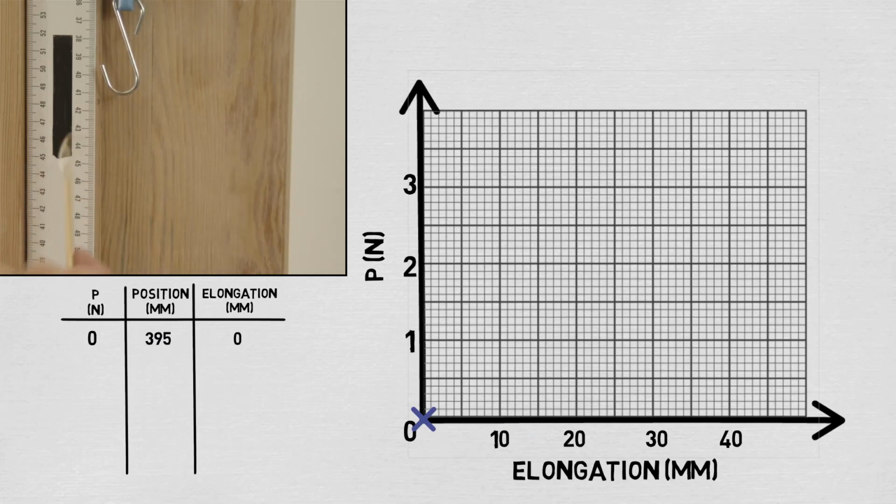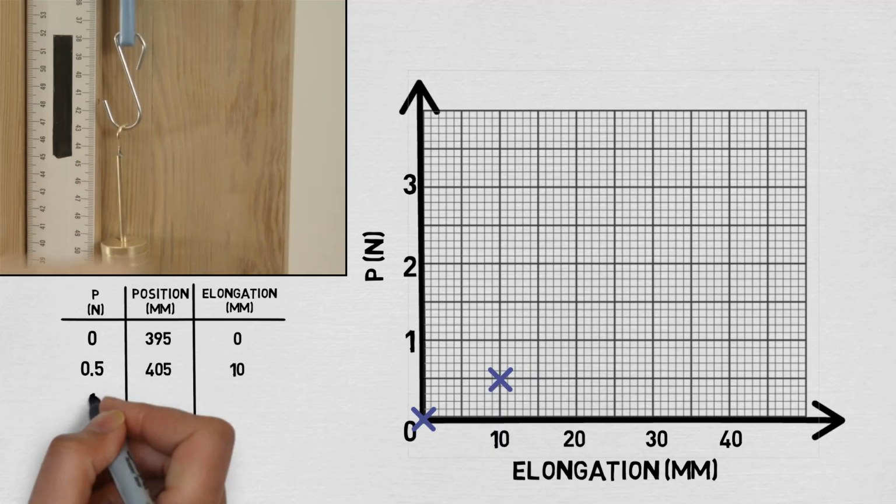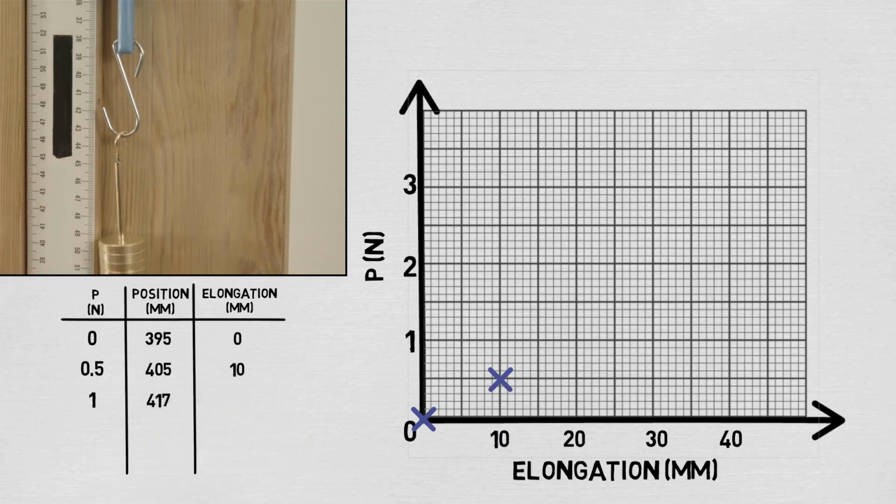Now let's add our first load, 0.5 newtons. The tip of the hook is now at 405 millimeters, and based on our initial measurement, the spring has elongated 10 millimeters. The next weight brings us to 1 newton, and now the spring has deformed to 417 millimeters, or a total deformation of 22 millimeters.